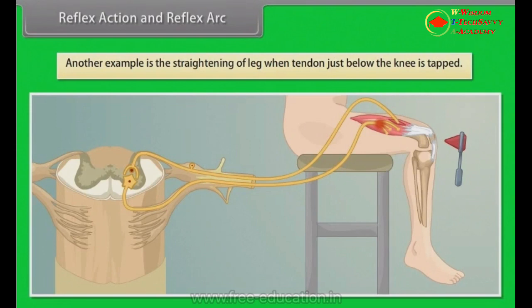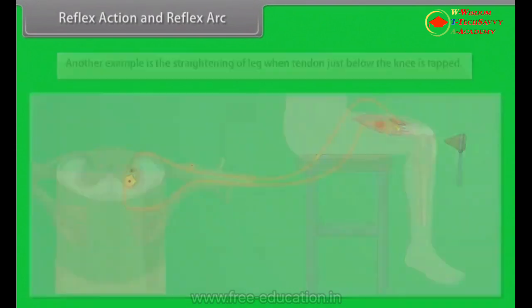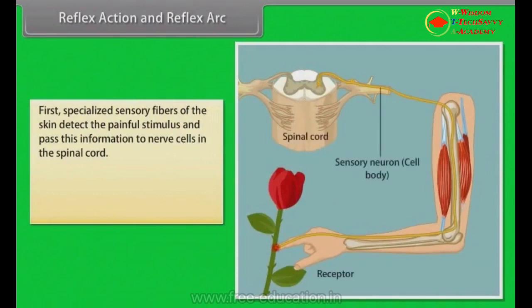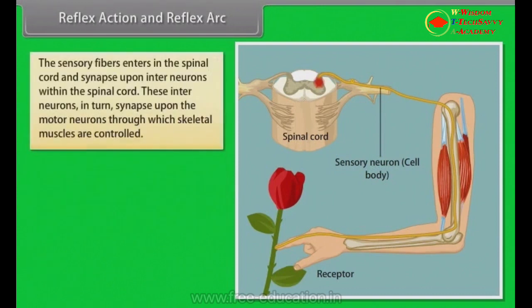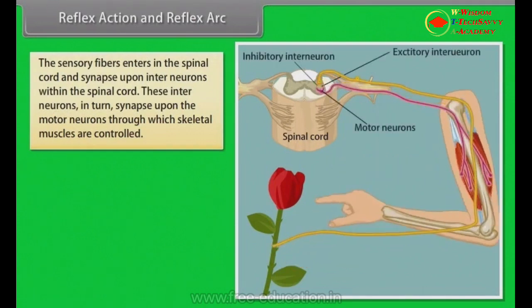Let's examine the reflex arc in more detail. First, specialized sensory fibers of the skin detect the painful stimulus and pass this information to nerve cells in the spinal cord. The information is carried by a single sensory neuron without any intervening synaptic connections. The sensory fibers enter the spinal cord and synapse upon interneurons within the spinal cord.